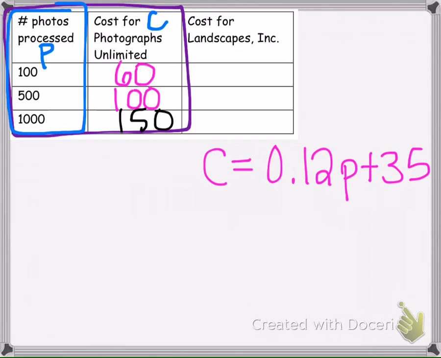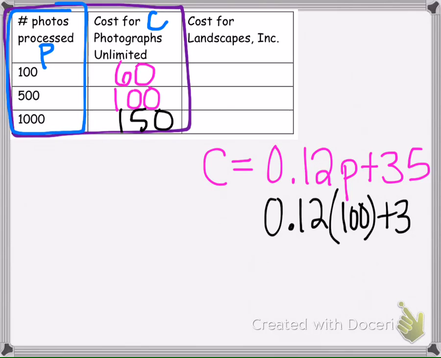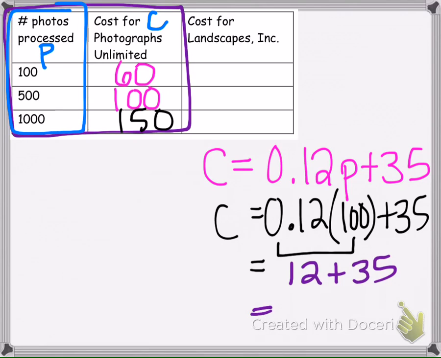And we're going to do the same thing for the cost for Landscapes Incorporated. So replace the P with 100. Simplify. And then we would repeat that process for the rest of the table.